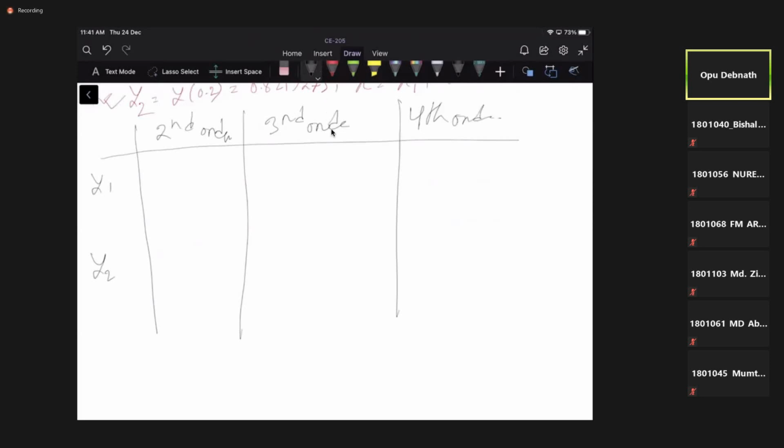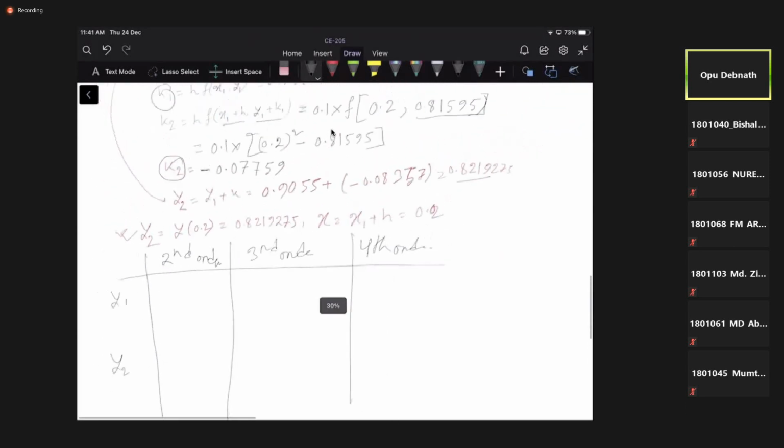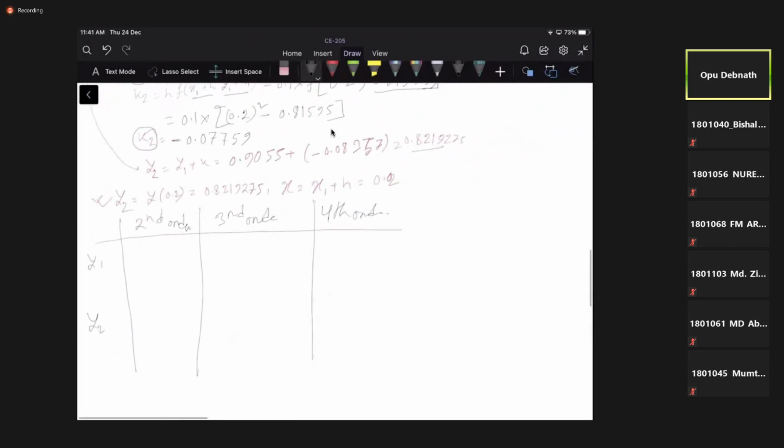So if you solve by second order, we already solved this. We get the y1 value. Y1 is 0.9055 and 0.8219275. Okay, and if you go for third order, using the third order method, you will find 0.90515, and fourth order you will get 0.9051627. So that's all about accuracy.